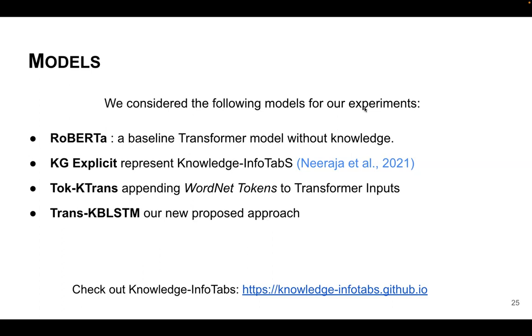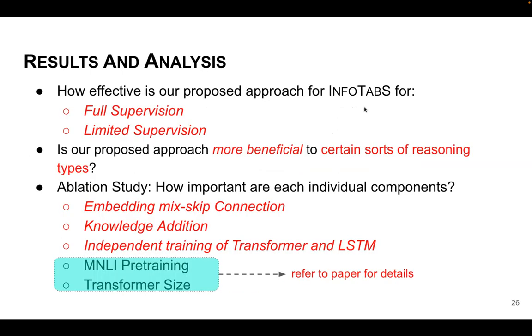So we have lots of models which we experimented with. First is when there's no knowledge added, which is the RoBERTa baseline. We use the KG explicit model, which was the Neeraja et al. baseline, where the definitions were added as extra context to the premise and hypothesis when given to the RoBERTa model. We also use a K-trans token model, which is kind of an ablation, where we take WordNet-based token connections and relations like synonyms, antonyms, and all those things, and just append that to the input and see how it works. And lastly, our proposed approach, which is TransKBLSTM, which seamlessly integrates knowledge.